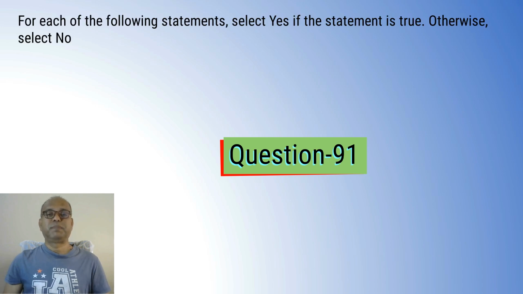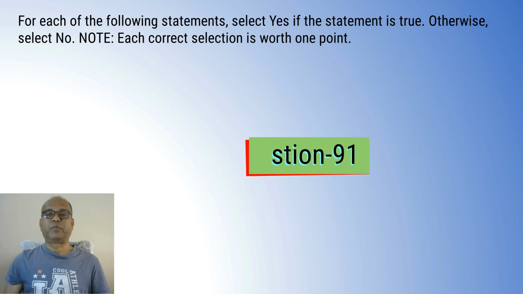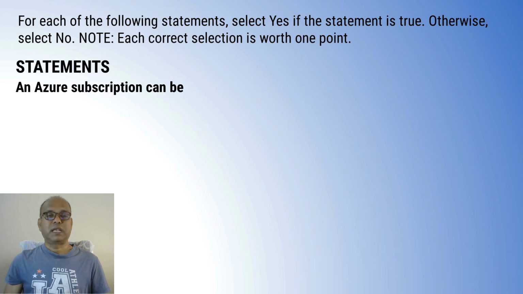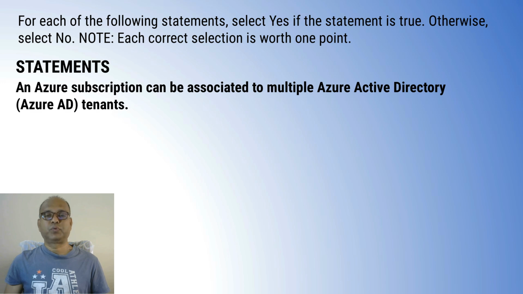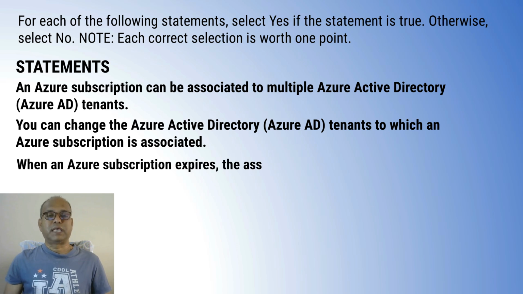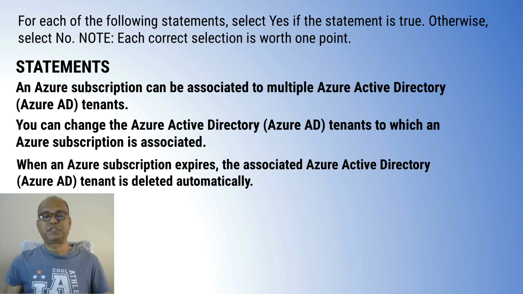For each of the following statements, select yes if the statement is true. Otherwise, select no. Note: each correct selection is worth 1 point. Statements. An Azure subscription can be associated to multiple Azure Active Directory Azure AD tenants. Statement 2. You can change the Azure AD tenant to which an Azure subscription is associated. Statement 3. When an Azure subscription expires, the associated Azure AD tenant is deleted automatically.